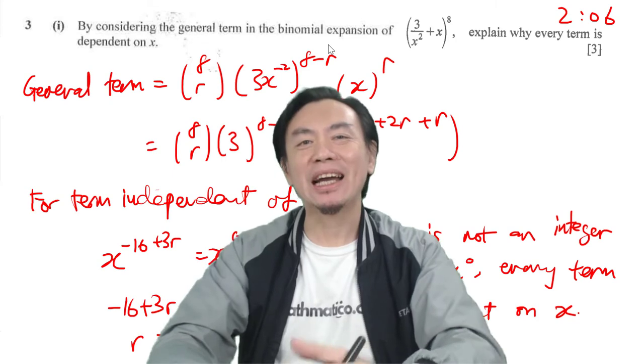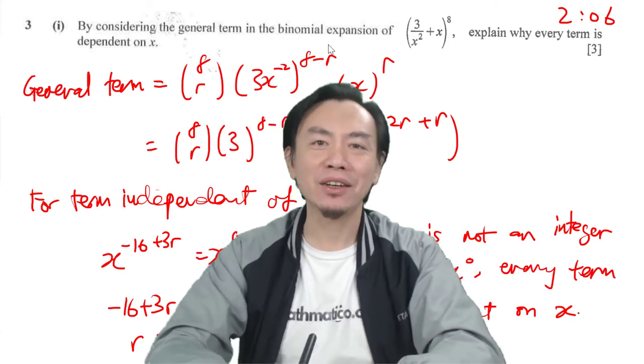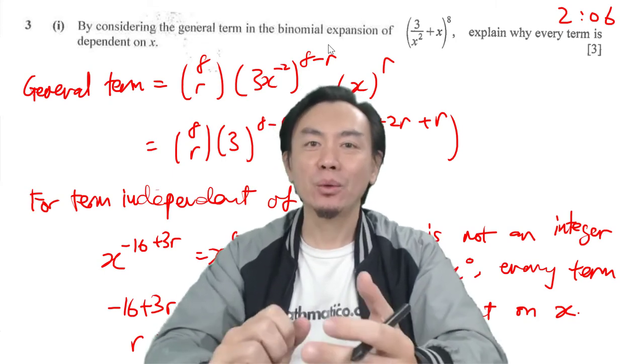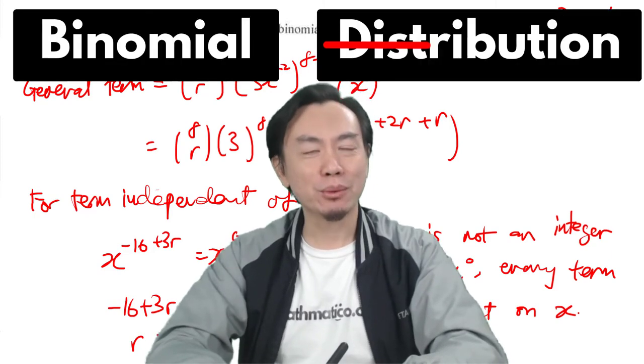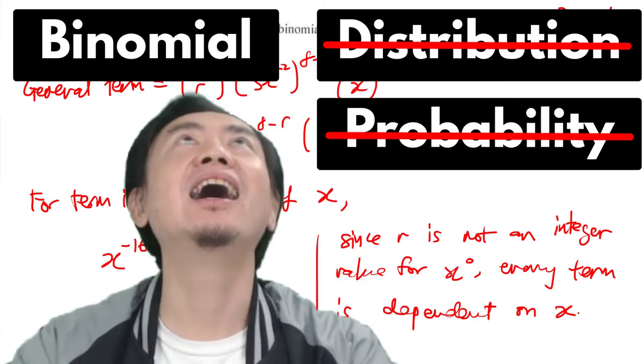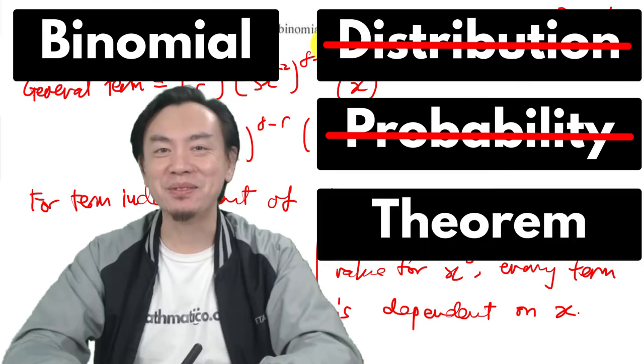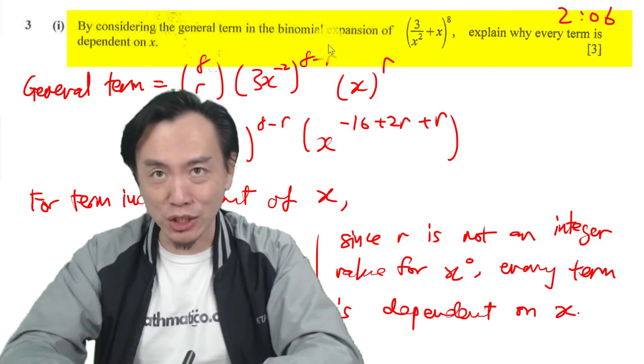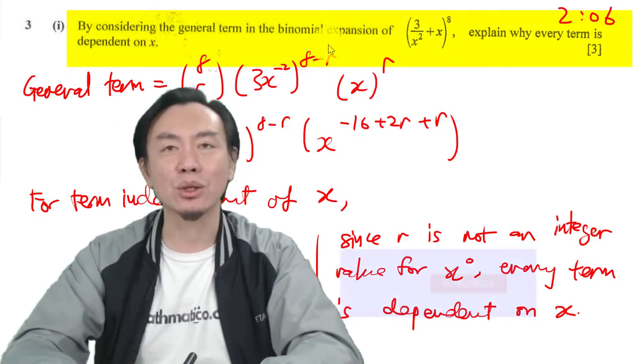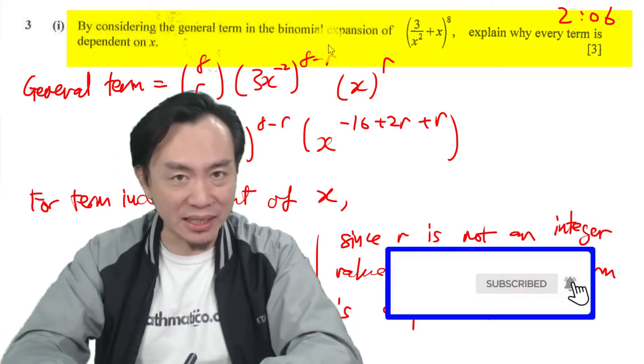Today I continue my video series on O-Level A-Maths Paper 2 2020, and now we are at question 3, binomial theorem. By considering the general term in the binomial expansion of 3 over x squared plus x to the power of 8, explain why every term is dependent on x.